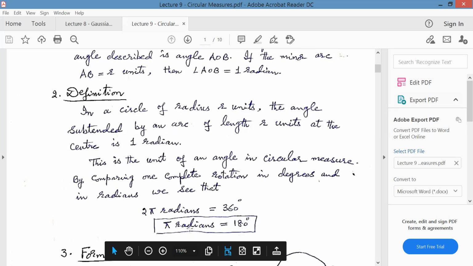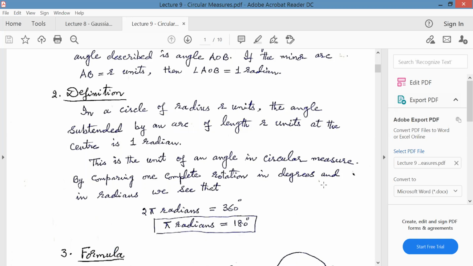So now from here you can get two relations: 1 radian will be equal to 180 divided by pi degrees, or 1 degree will be equal to pi upon 180 radians. So you can convert degrees into radians or radians into degrees by using this relation.